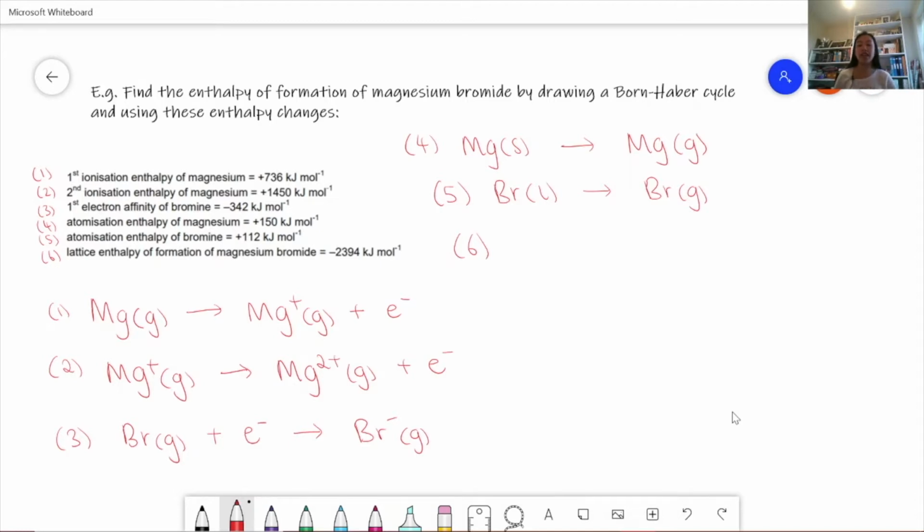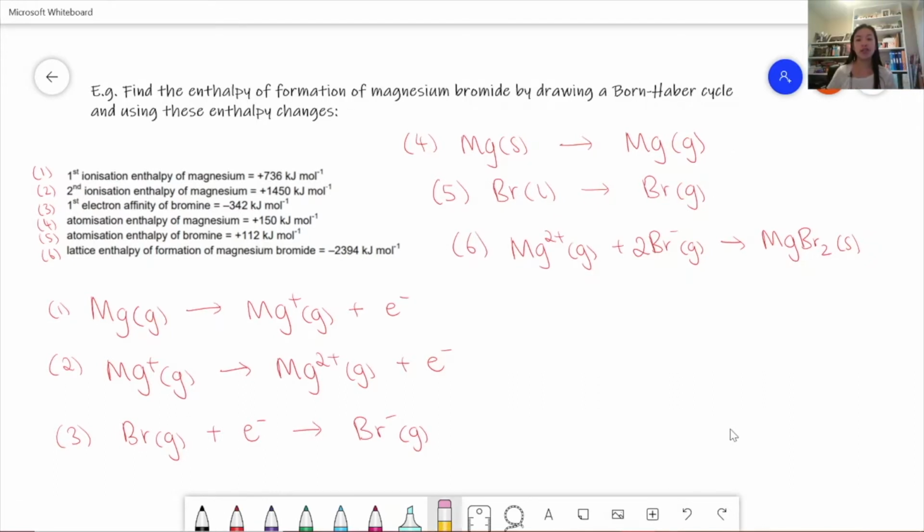And then for number 6, the lattice enthalpy of formation of magnesium bromide. The definition of lattice enthalpy of formation is the enthalpy change when 1 mole of that solid ionic compound is formed from its constituent ions in the gas phase. And so magnesium bromide is made out of magnesium 2+ ions and bromide ions. So that's what we have. We have magnesium 2+ ions, which are gaseous, and then we have bromide ions, which are also gaseous. And they go to form this magnesium bromide compound. So it's a solid, and that means that we need 2 of these bromide ions. And so these are all our equations.